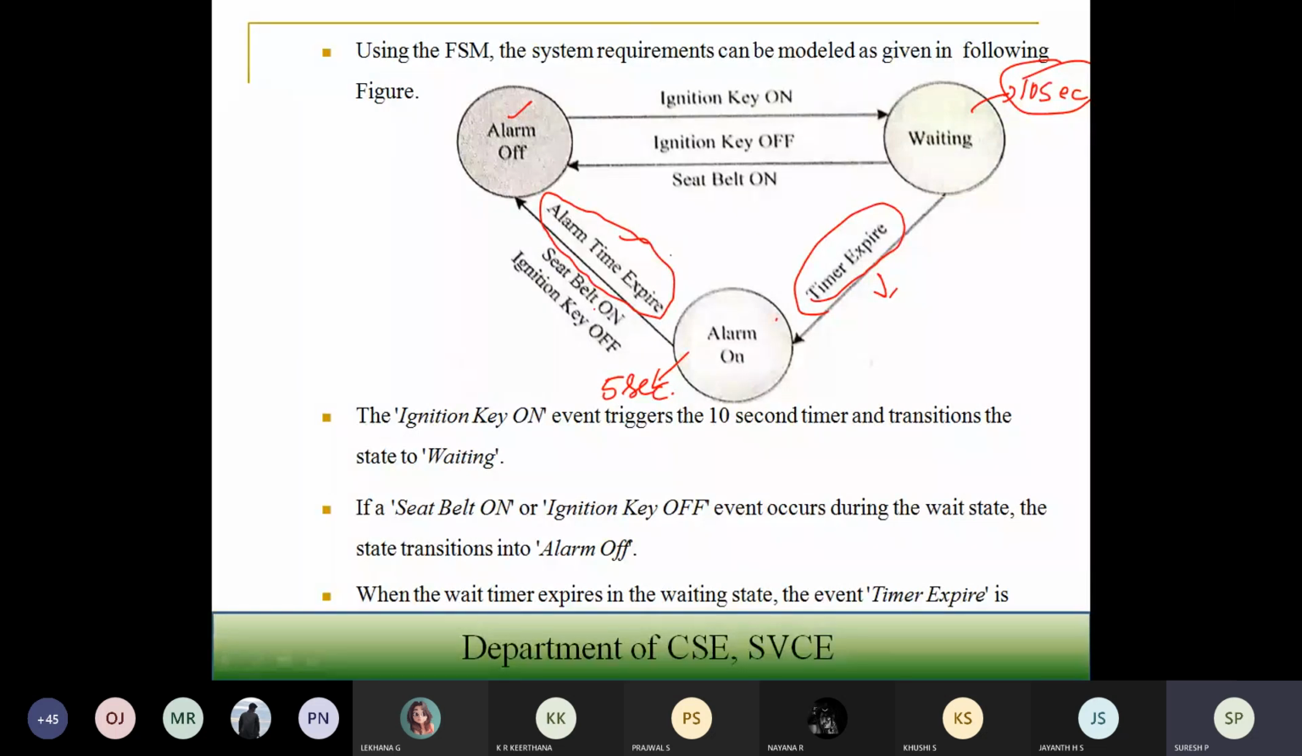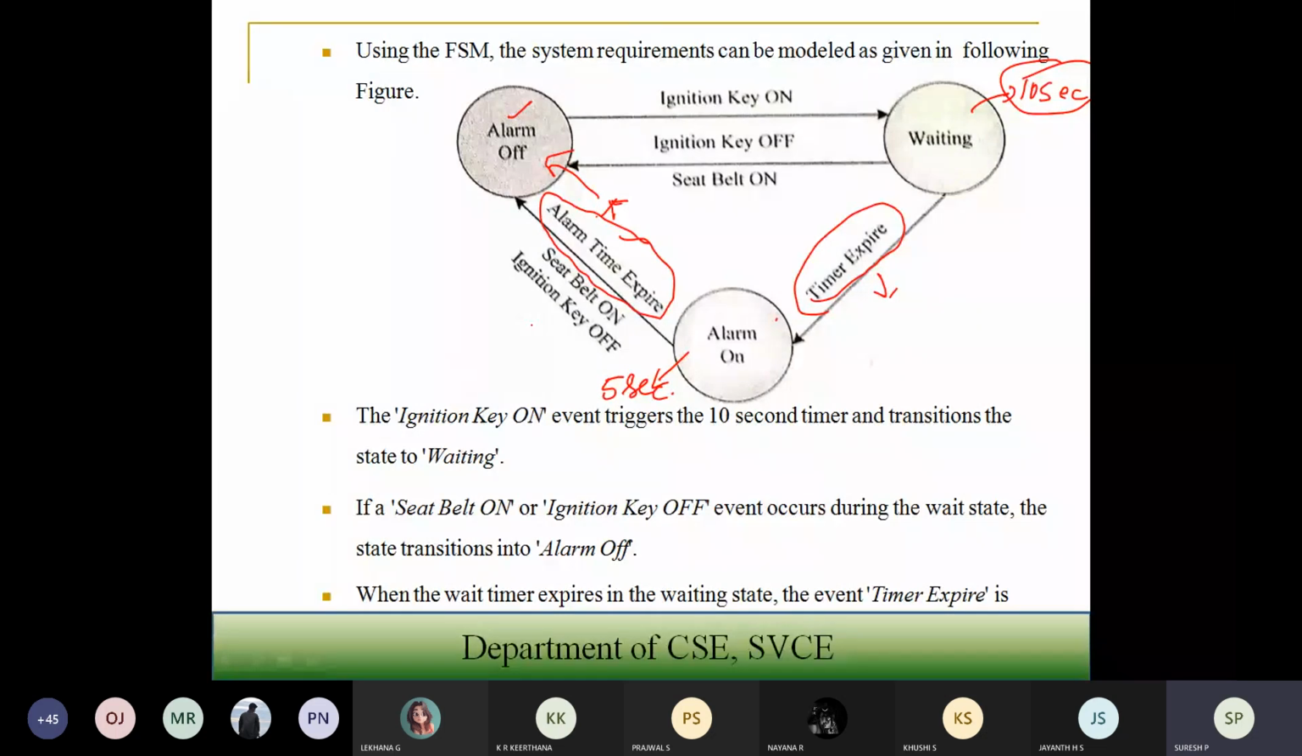But according to this particular textbook, what will happen? Your alarm will be on for 5 seconds. If this 5 seconds expires, this alarm timer expires, then it will go from alarm on to alarm off state. Now, what are the other conditions? Within that particular 5 seconds, if you fasten your seat belt, then also your alarm should go off. It will change the state from alarm on to alarm off state.